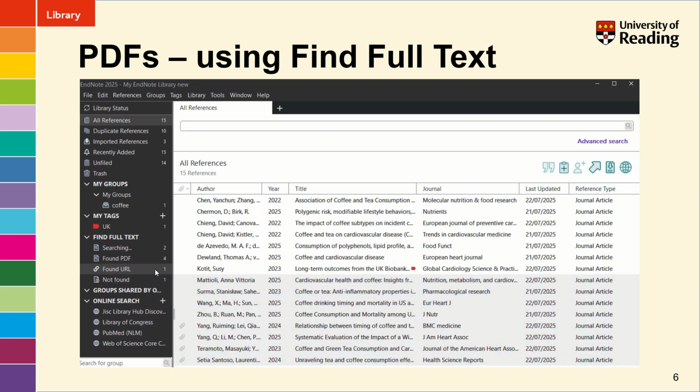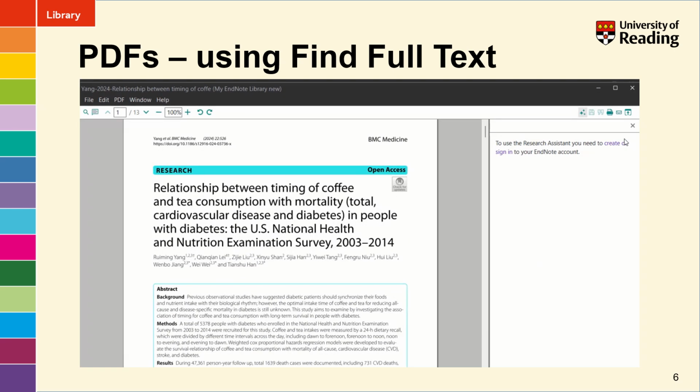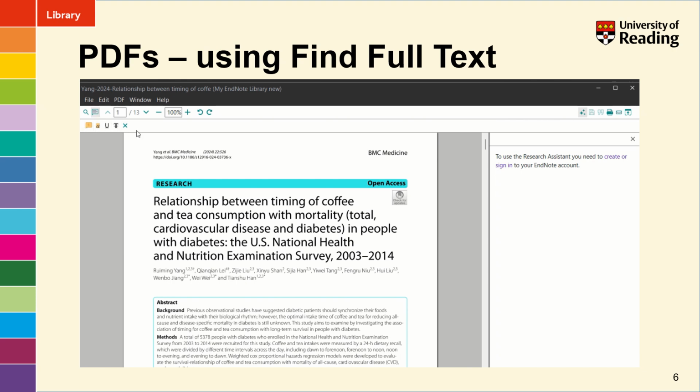So as it searches through those it's found, a paperclip will appear next to them, and if you open up that reference you've now got this PDF option here, and to view that PDF you just click on this button. That will open the full text of the article for you to read. You can also use the annotation tools available here if you want to make your own notes on that PDF.